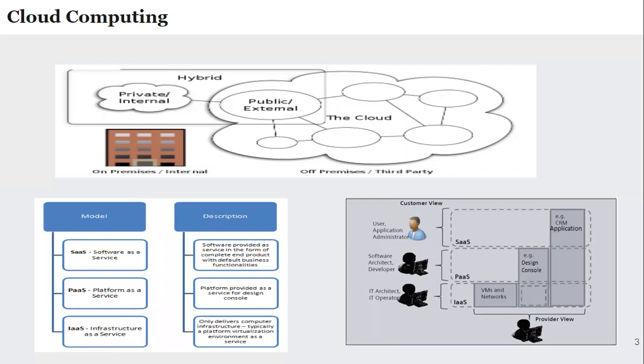SaaS means software as a service. PaaS means platform as a service. IaaS, infrastructure as a service, is the third one. All these three should be present in order to achieve cloud computing. SaaS means Facebook, the LinkedIn application, whatever cloud applications users use. That's called a SaaS application. And PaaS means, suppose LinkedIn and Facebook, people build those applications, right?